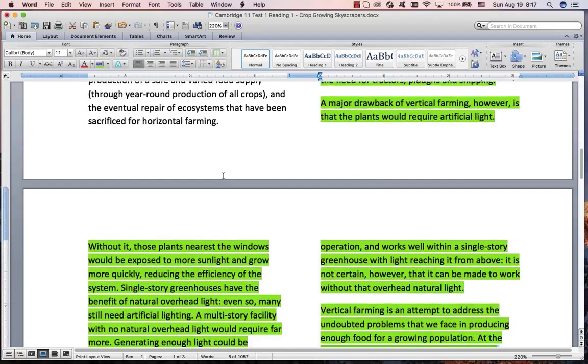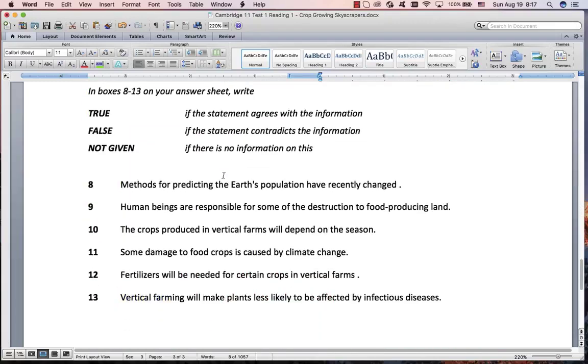So, let's do our scanning then. I'm going to go quite quickly because I don't want this video to go on too long, so I'm not going to do circle words, and I'm just going to highlight what I think you should scan for, and then you go and find them.